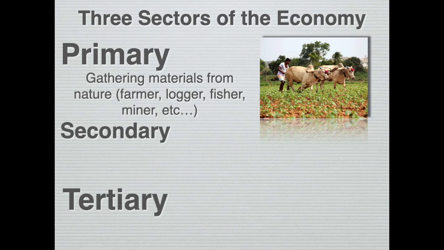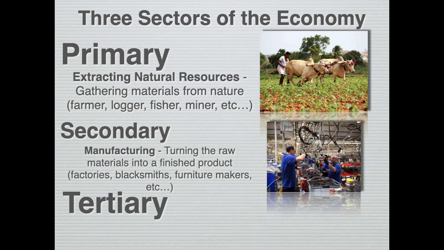The first is primary, where you're gathering materials from nature, jobs like farmers, fishermen, miners, loggers. And they're taking materials from nature, which can then be used by the secondary sector of the economy. And that secondary sector of the economy is built off of manufacturing. They're turning that raw material that you got from the primary sector into a finished product. Think people that work in factories or blacksmiths, furniture makers, anything like that.